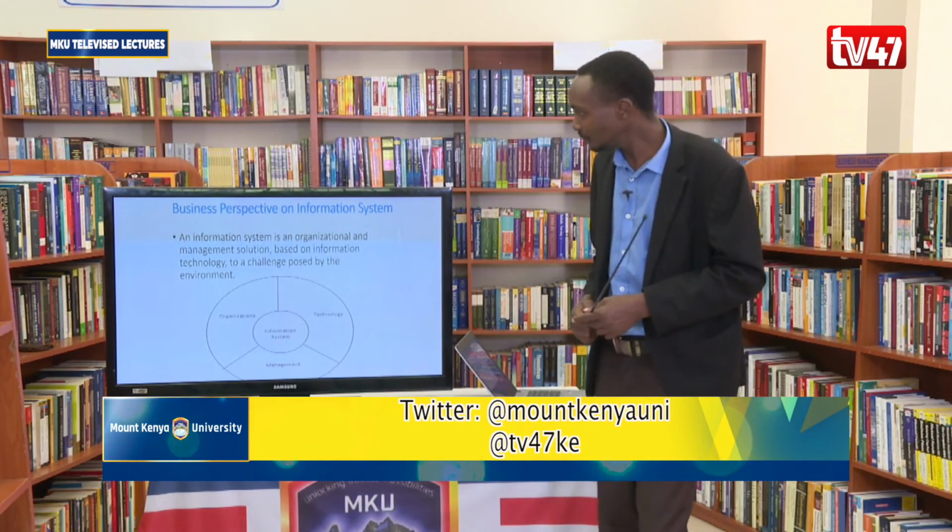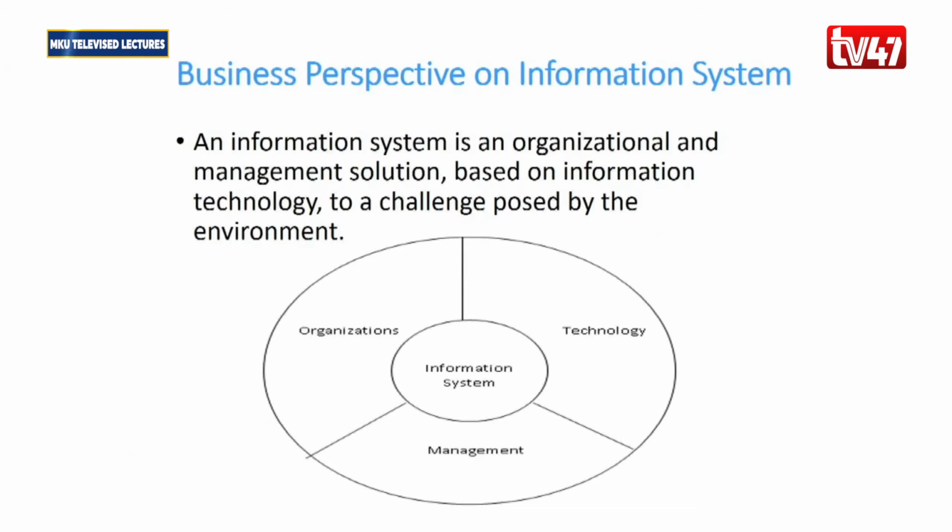Information systems, we have a business perspective, a business view of an information system. If you are in a particular organization, you can view an information system in three dimensions. You can discuss it or look at it in terms of organization, in terms of technology, or in terms of management. Why? Simply because an information system is an organizational and management solution that is based on technology.